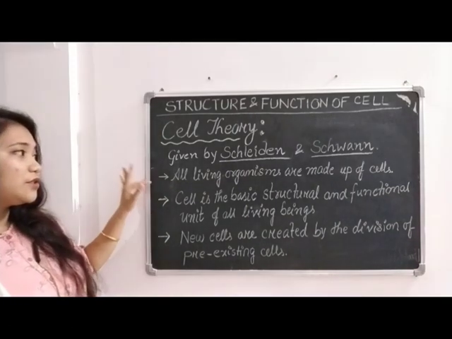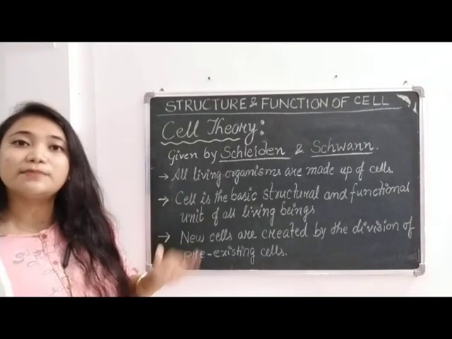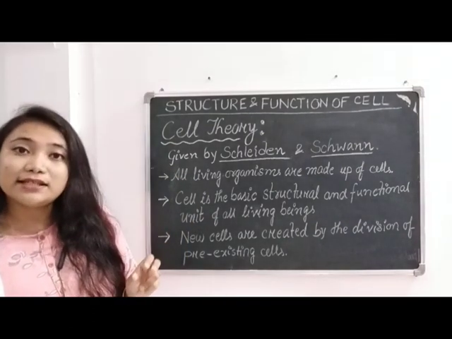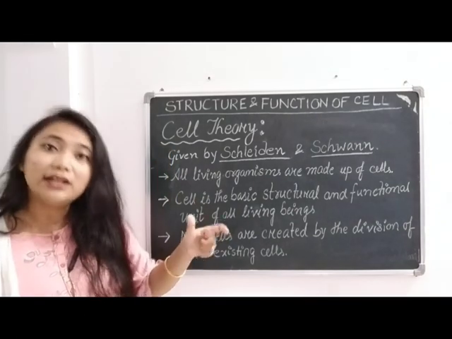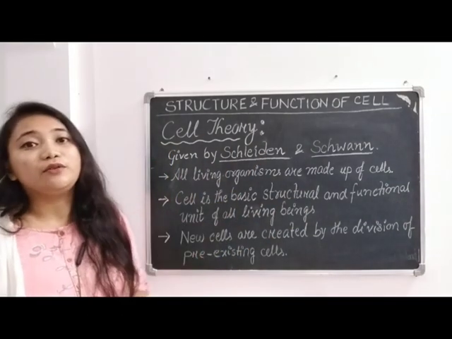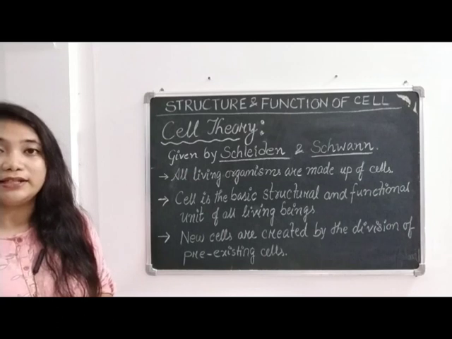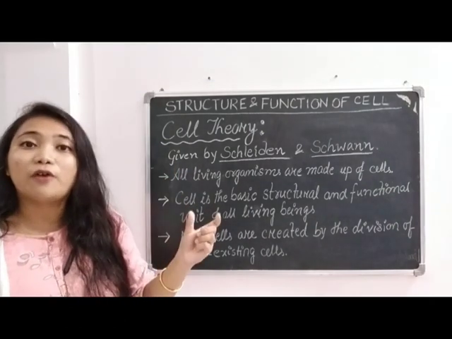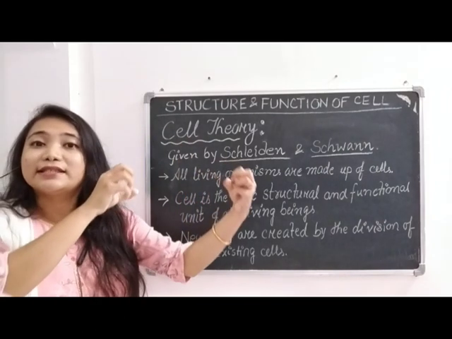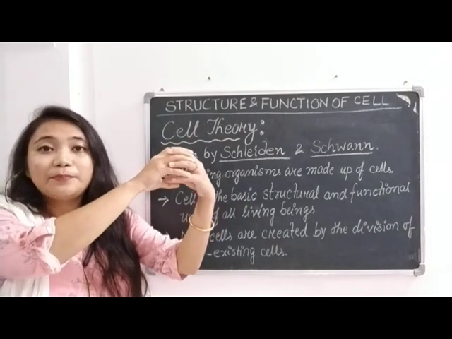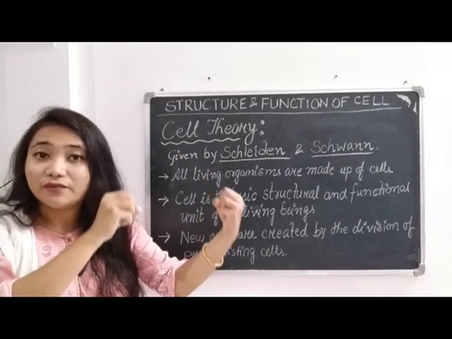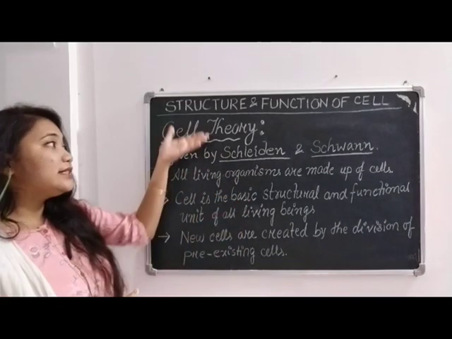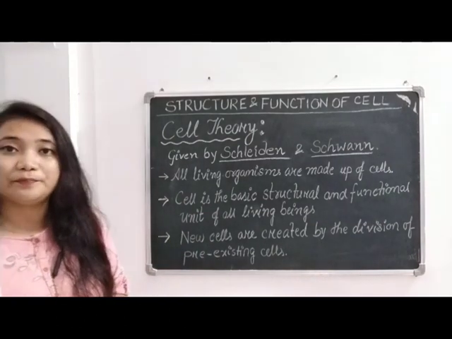Again, let us see. The first one is that all the living organisms are made up of cells. The second one is that the cell is the basic structural as well as functional unit of all the living organisms. And the third point is that a new cell will be formed from a pre-existing cell. So this pre-existing cell will divide and give rise to 2 new cells. So this is the cell theory.